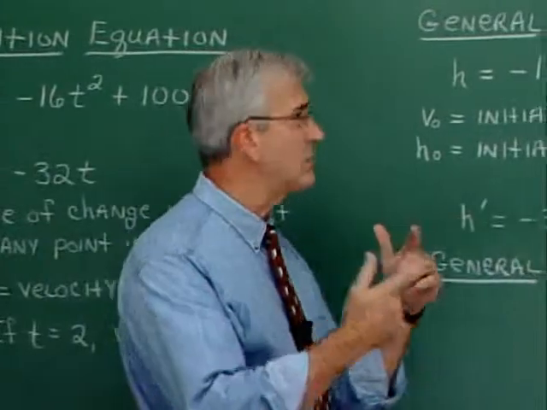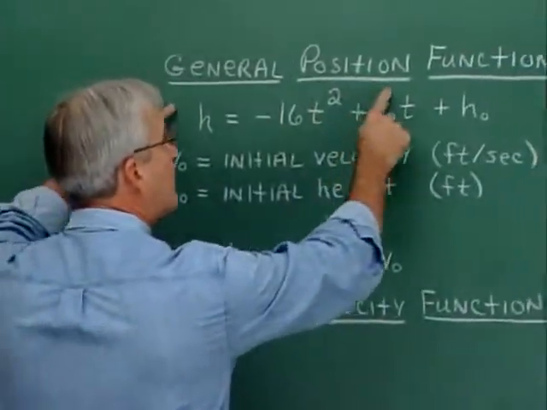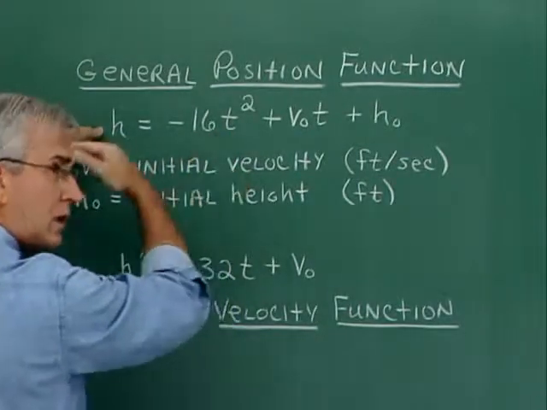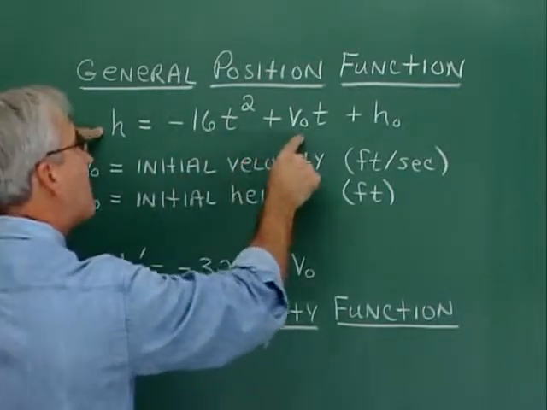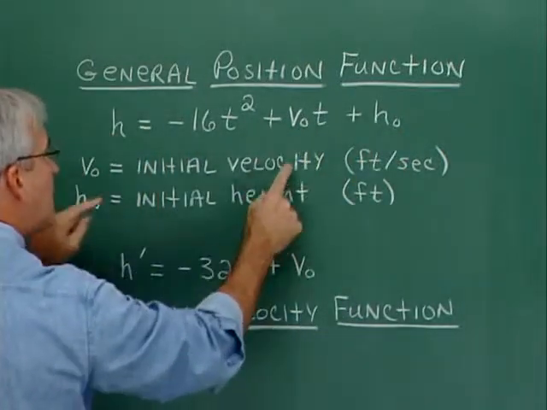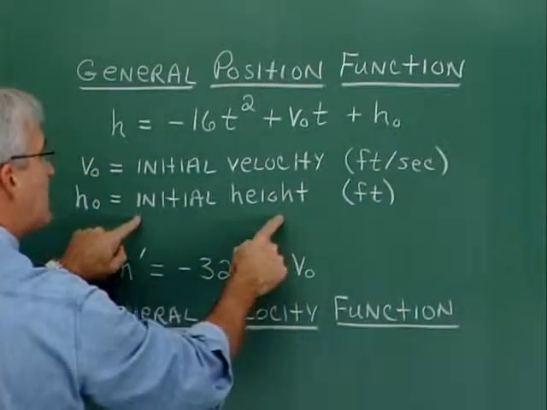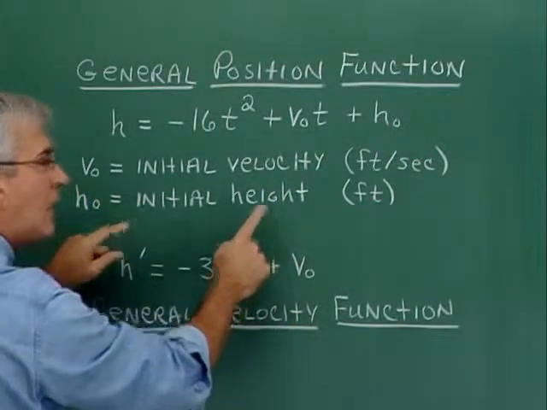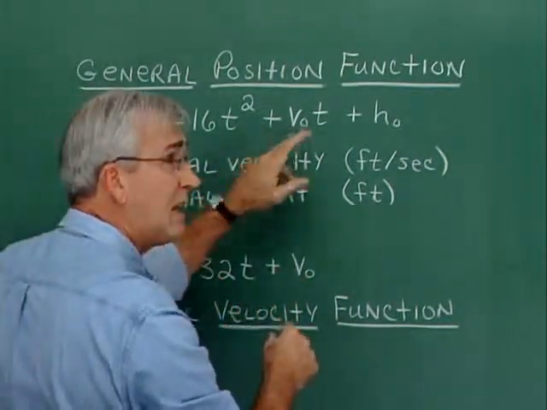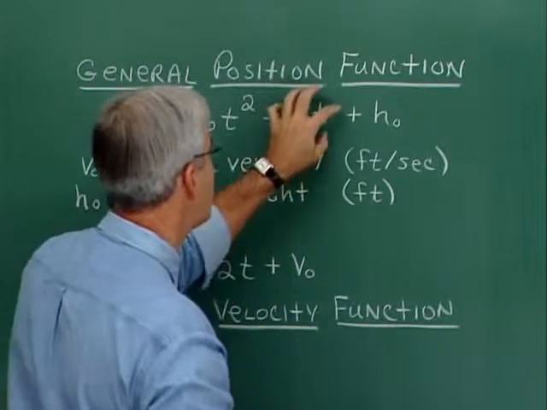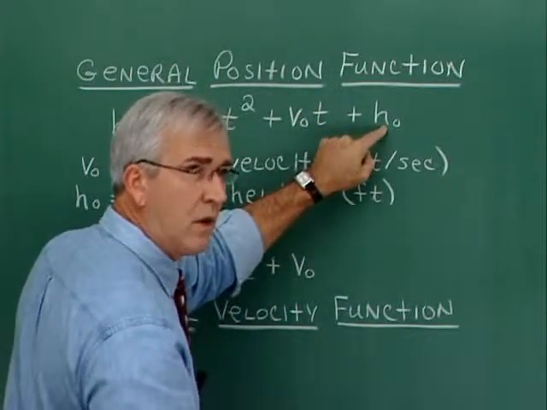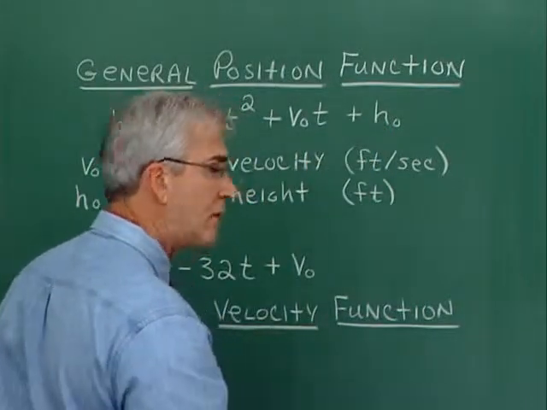Now, let's generalize the situation a little bit. The general position function is this. h is negative 16t squared, which we saw in the previous problem, then plus v naught t plus h naught. Now, v naught is the initial velocity and h naught is the initial height. Now, in the previous problem, the object was being dropped, and so v naught, the initial velocity, was 0, so there was no middle term here. And the h naught was 100, and that's why we knew that the object was being dropped from 100 feet.